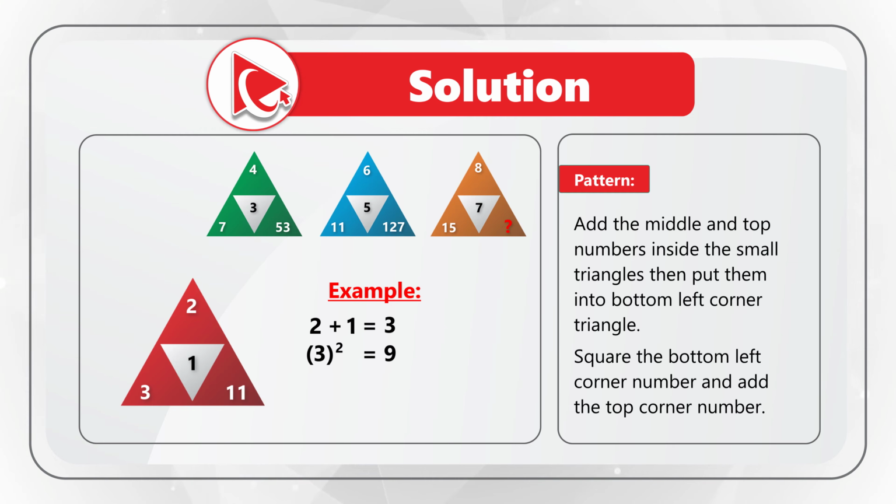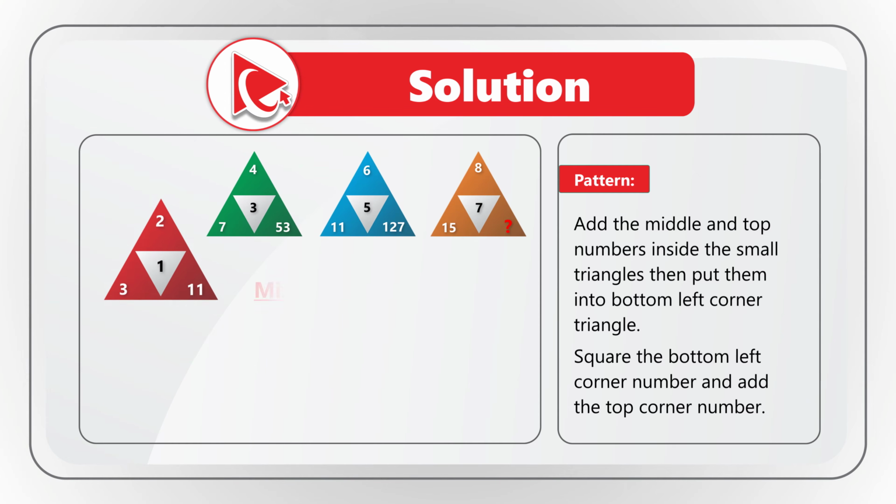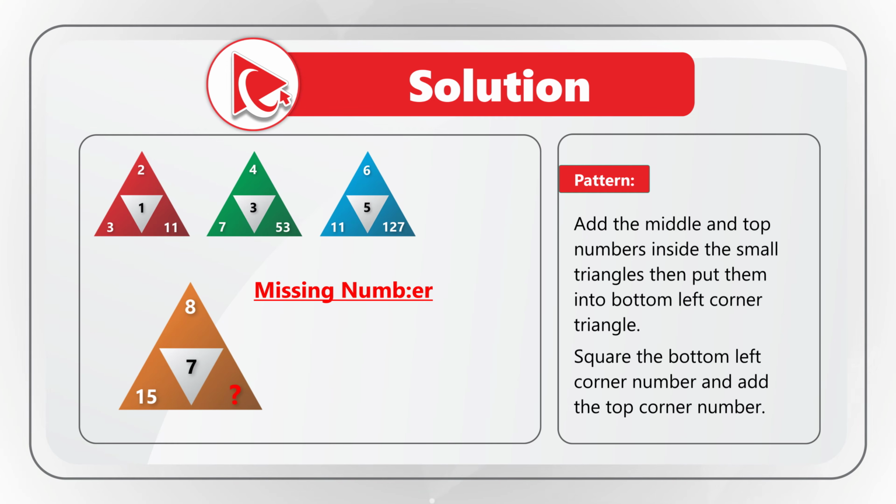3 square equals 9. And 9 plus 2 equals 11. Armed with this information, let's find the missing number. First, let's add 8 plus 7, the top and the middle numbers. 8 plus 7 equals 15. And you can confirm this calculation by looking at 15 in the bottom left corner of the triangle.